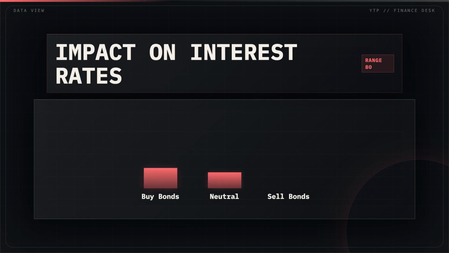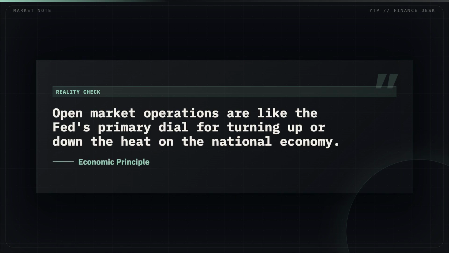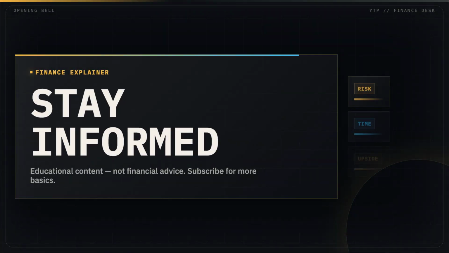When the Fed sells bonds, the cost of borrowing typically rises. When they buy, borrowing becomes cheaper for banks, businesses, and consumers. Think of it as a dial that controls the flow of money. It is the most frequent tool used to keep the economy stable. Understanding these operations helps you see the bigger picture of how markets move.